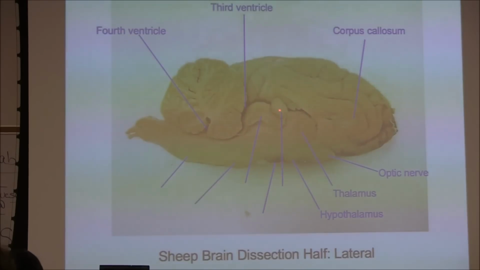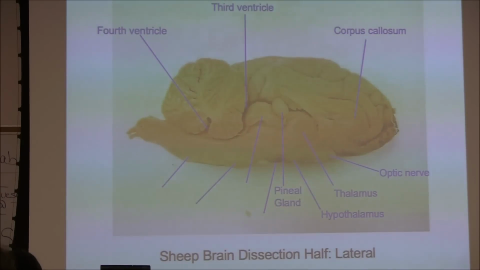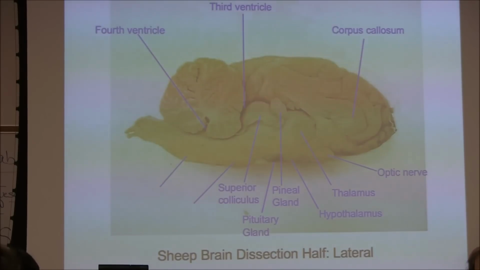What's this? Pineal. Pineal gland. All right. What is this down here? That's your pituitary. Okay. What is this? Hypothalamus. Superior colliculus. What's this? That's the pons.